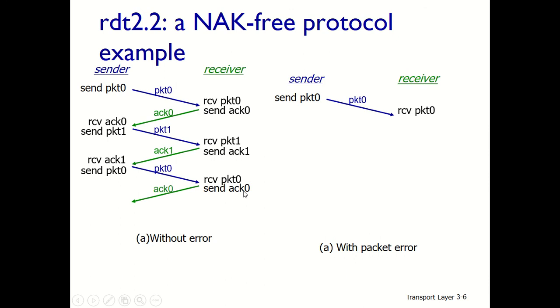Now we are going to discuss another example. Suppose the sender sends packet number 0. It is received correctly. So this becomes the last packet that is received correctly.